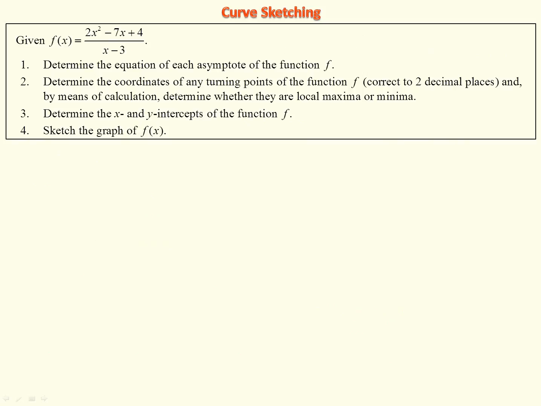Next question. Given f of x equals (2x squared minus 7x plus 4) over (x minus 3). Determine the equation of each asymptote of the function f. Vertical asymptote, denominator tends to 0. Horizontal asymptote, limit as x tends to infinity.